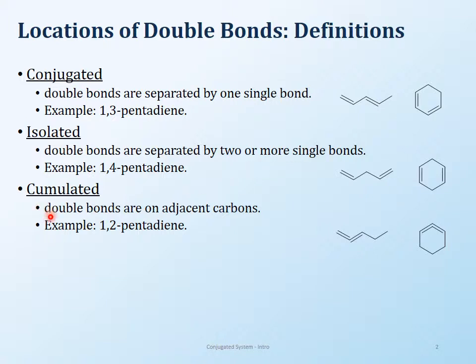And the last definition of the location of double bonds is cumulated. In a cumulated system, you will have double bonds that are right next to each other. In a straight chain, this is what it would look like. And if you had something like this in a cyclic compound, this is what it would look like. These kinds of compounds are cumulated compounds. These are also sometimes called allenes. Okay, so you have conjugated compounds, isolated double bonds, and then you have these cumulated double bonds, allenes.